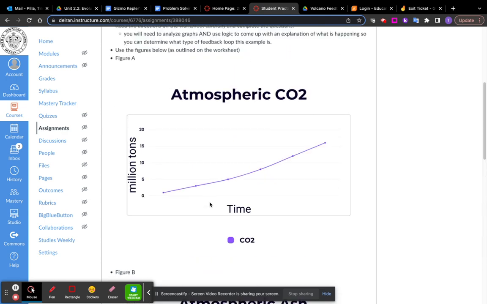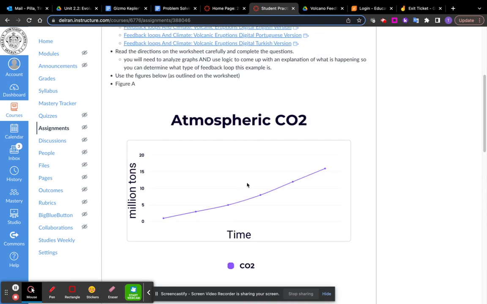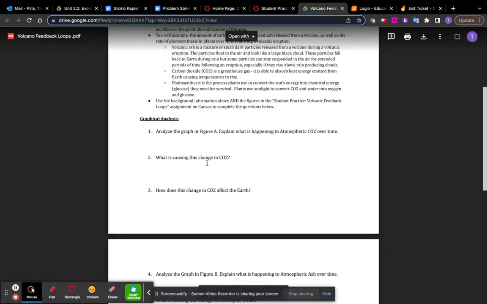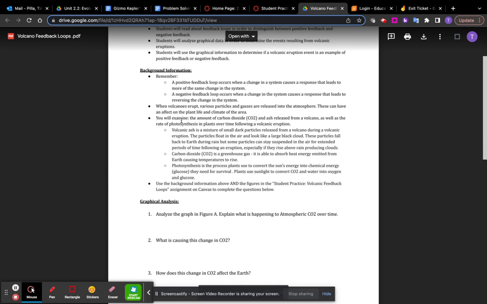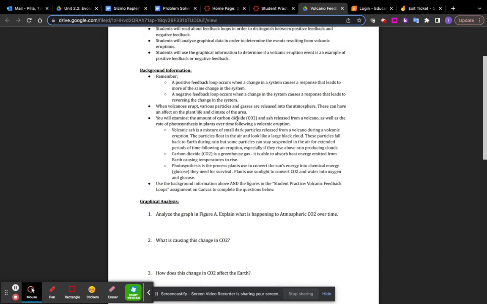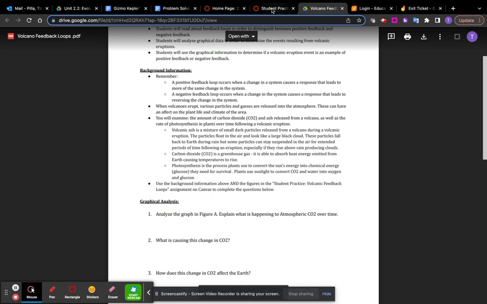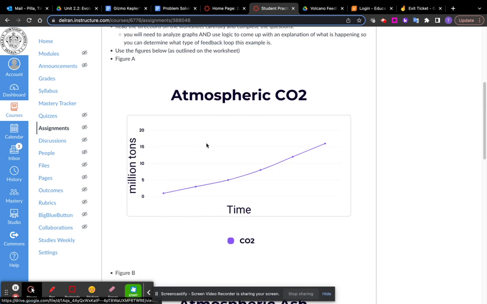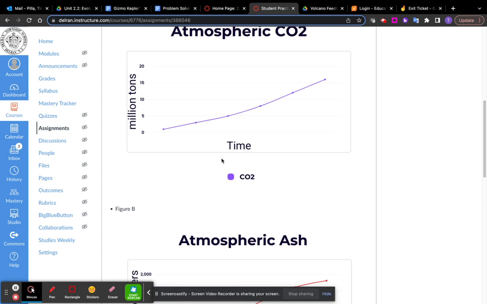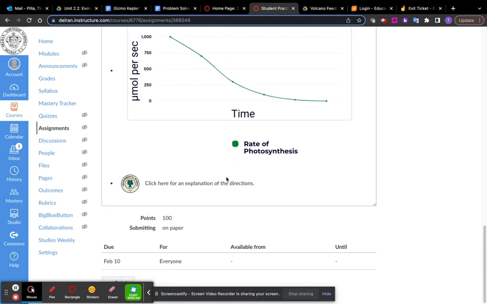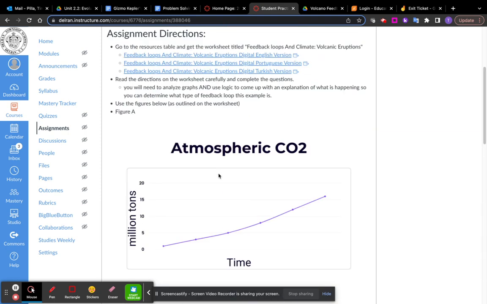But when you're looking at these three graphs, remember, in the directions, it says that you're going to examine all those graphs as well as the rate of photosynthesis over time following a volcanic eruption. So imagine you're a scientist at a volcano, it's erupting, and you collect some data. Here's the data you would collect. This is all in the same area right around the volcano, either in the air or the plants right around it, near it. And this is how things are changing.